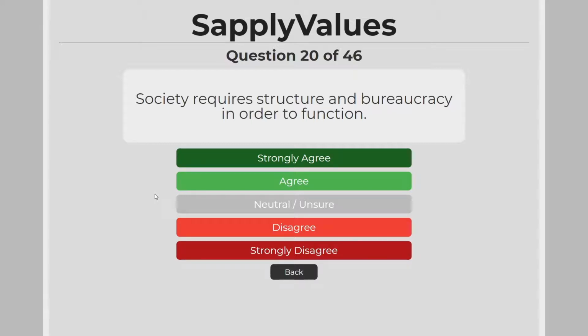Well, I will put disagree, and the only reason I put disagree is that there are probably some societies out there that don't require structure and bureaucracy in order to function. You know, they can still function based on just their culture. I mean, see, that's the thing I'm struggling with. Does culture mean structure? Because society is really the culture of the people. Well, I guess the culture of the people doesn't have to be structure. Okay, I'm going to go disagree on this.